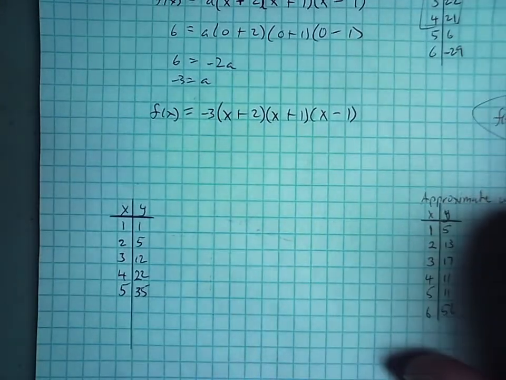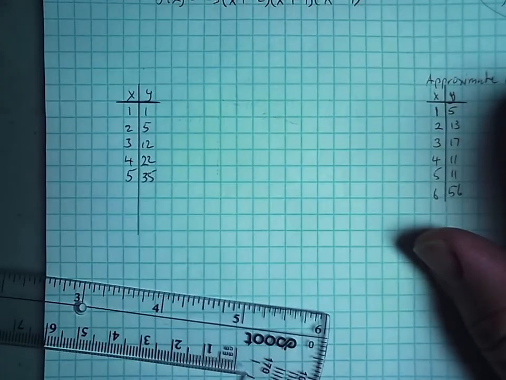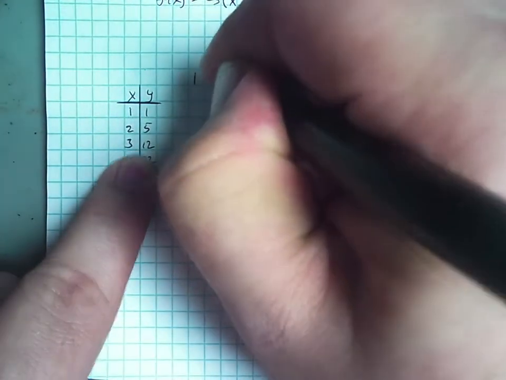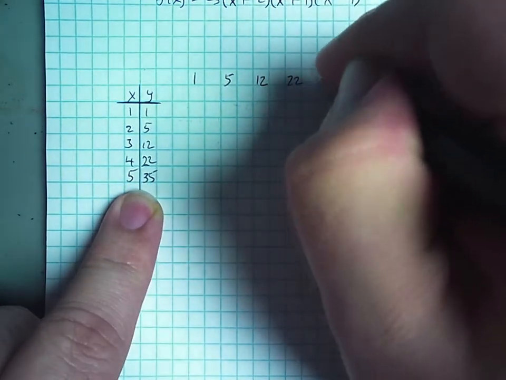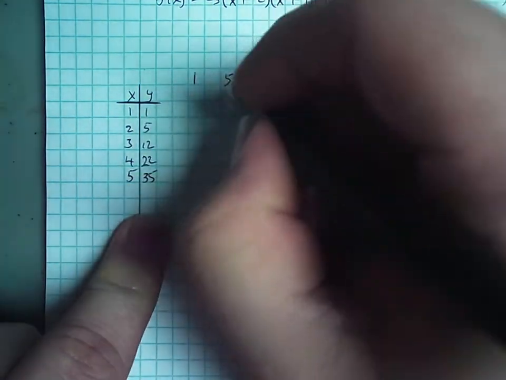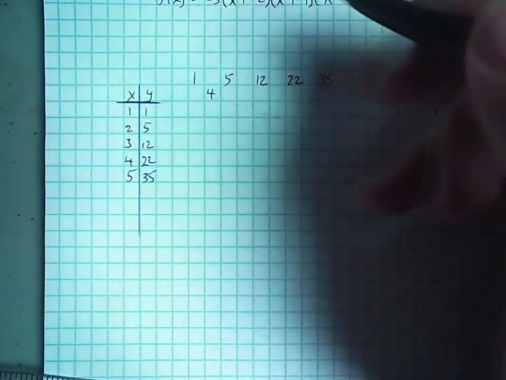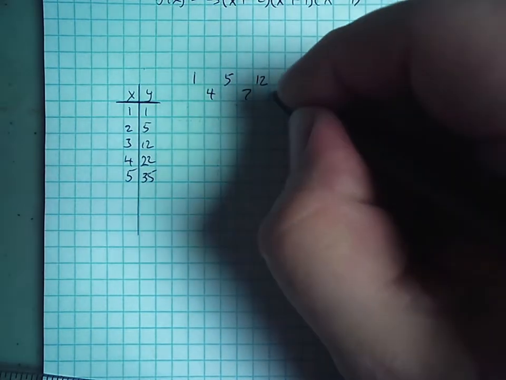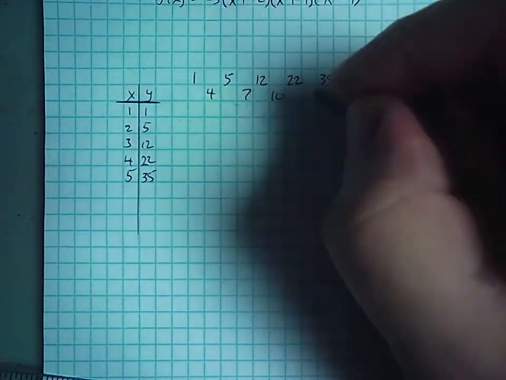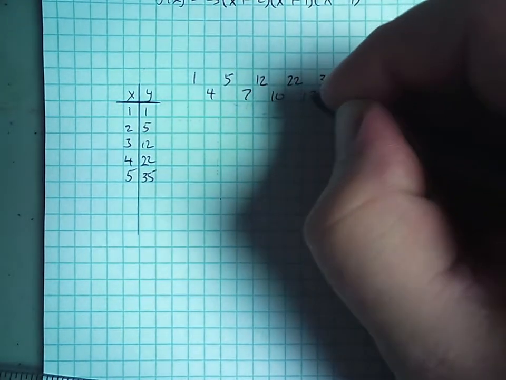All right, I'm going to do that again. I'm going to talk less and go faster so that you can see what I'm doing again. Hopefully the second time will help you some. All right, from 1 to 5 is up 4. From 5 to 12 is up 7. From 12 to 22 is up 10. And from 22 to 35 is up 13.